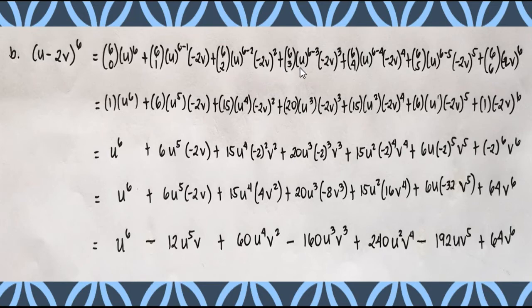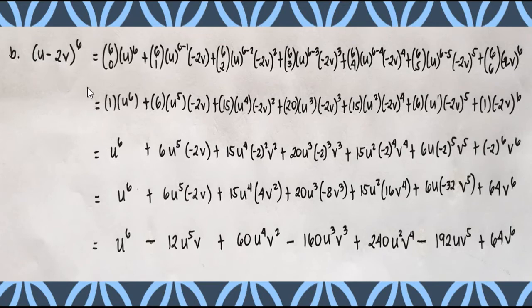Plus 6 taken 3 at a time, u to the power of 6 minus 3, times negative 2v quantity to the power of 3. Plus 6 taken 4 at a time, times u to the power of 6 minus 4, times negative 2v quantity to the power of 4. Plus 6 taken 5 at a time, times u to the power of 6 minus 5, times negative 2v quantity to the power of 5. Plus 6 taken 6 at a time, times negative 2v to the power of 6. So that is our trend using the binomial theorem.